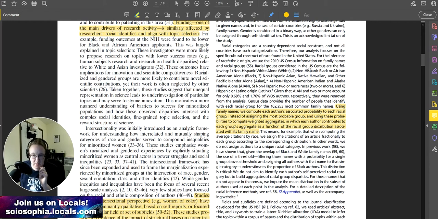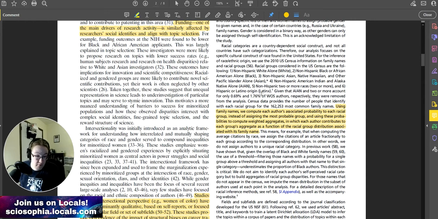Racial groups considered in the U.S. Census are the following: non-Hispanic white alone, White; non-Hispanic Black or African American alone, Black; non-Hispanic Asian, Native Hawaiian, other Pacific Islander alone, Asian; non-Hispanic American Indian, Alaska Native alone, AIAN; non-Hispanic two or more races, two or more; and Hispanic or Latino origin, Latinx.